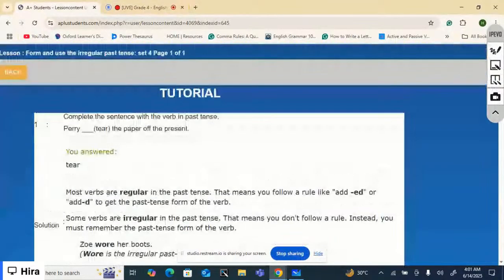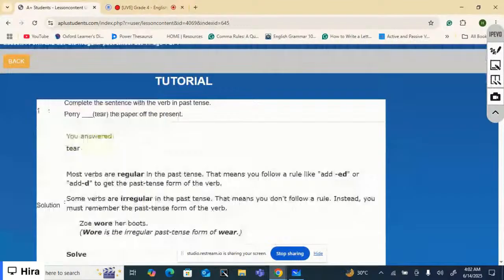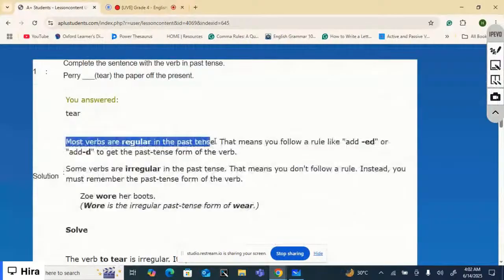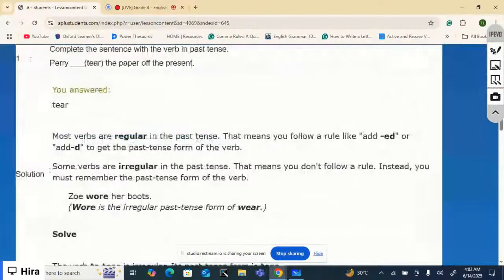So this lesson is about past tense, or you can say verbs. We'll learn how to form and use the irregular past tense. Most verbs are regular in the past tense. So when you use verbs, you are familiar that verbs are regular in the past. What does it mean to be regular in the past tense?